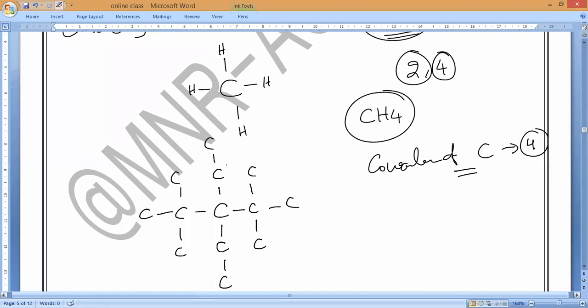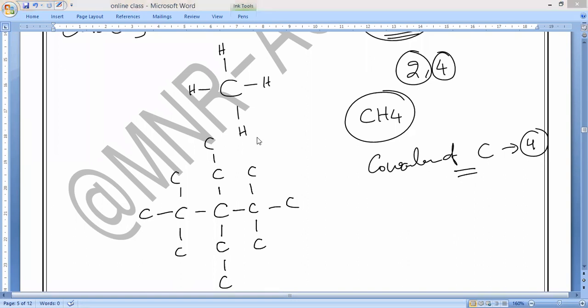Will carbon react with any metal? That is my question. No, sir. Carbon will always react with other non-metals only. It will never react with any metal. So always, the covalency of carbon is how much? It is how much, guys? It is 4. You have to take it. So now you might understand what electrovalency and covalency are. This is all about it.